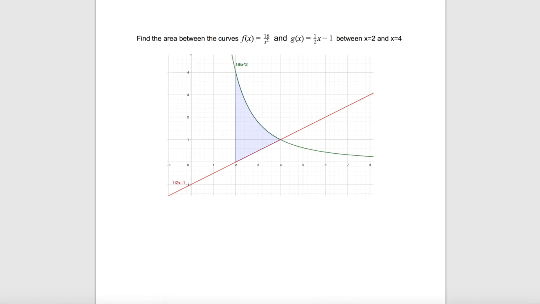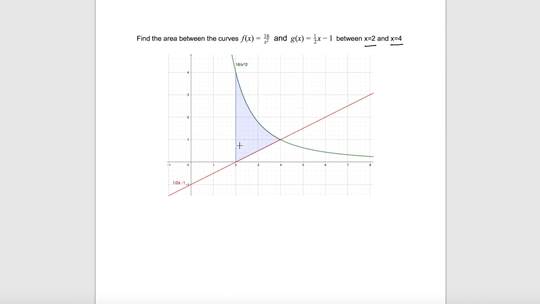So this question asks us to find the area between the curves f of x equals 16 on x squared and g of x equals a half x minus 1 between the points x equals 2 and x equals 4. Just on GeoGebra, I've graphed what that will look like. 16 on x squared is this green graph here, and this red graph is a half x minus 1.